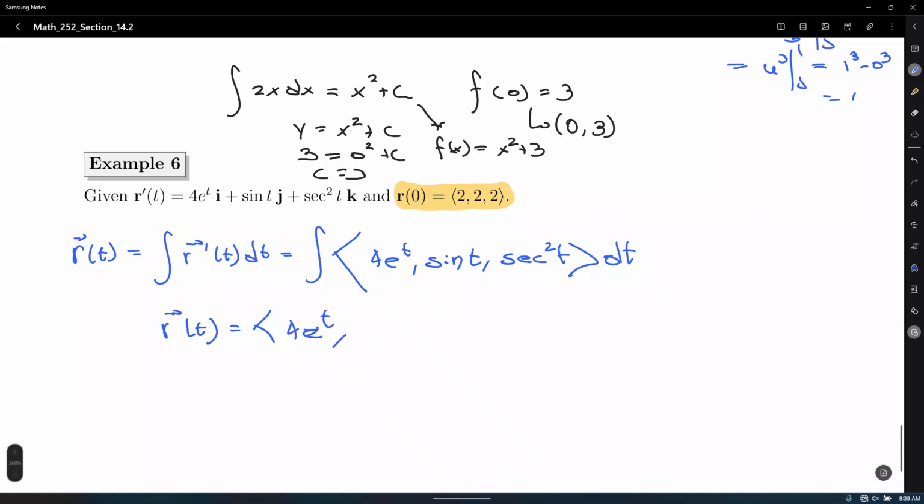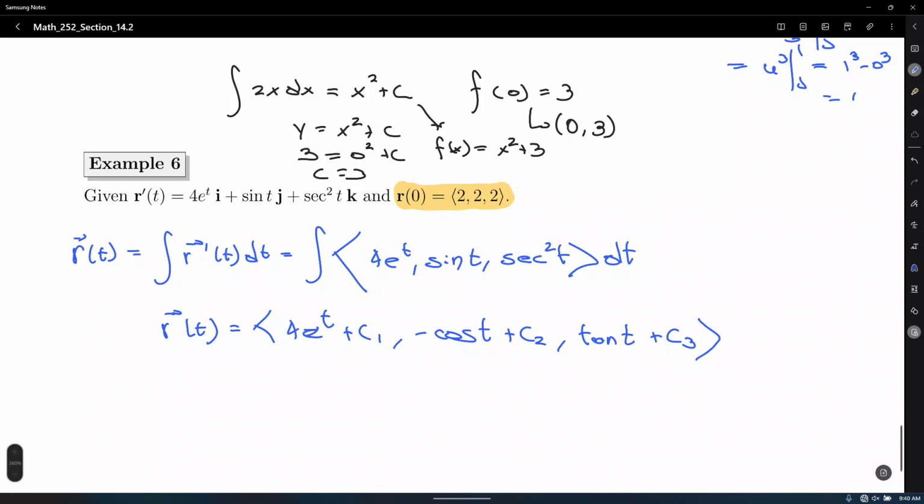The integral of sine, what's that? Negative sine. Careful. Negative cosine. Oh, I'm missing something. Plus c1, comma, negative cosine t plus c2. And the integral of secant squared, what's that? Tangent. Tangent t plus c3. So now, our job is to find out the values of c1, c2, and c3.